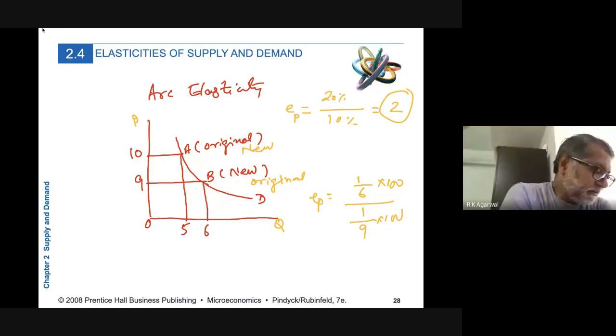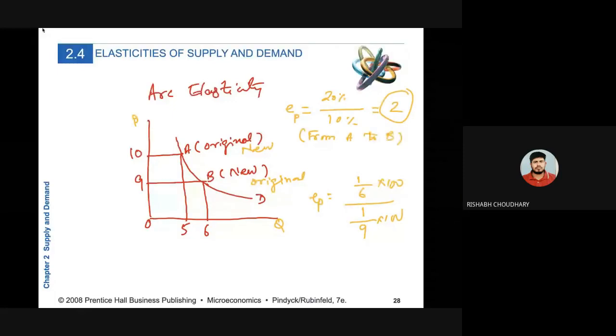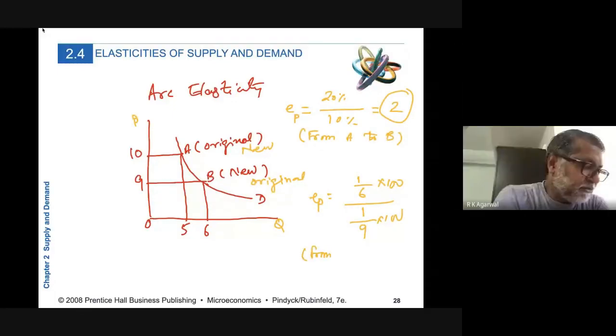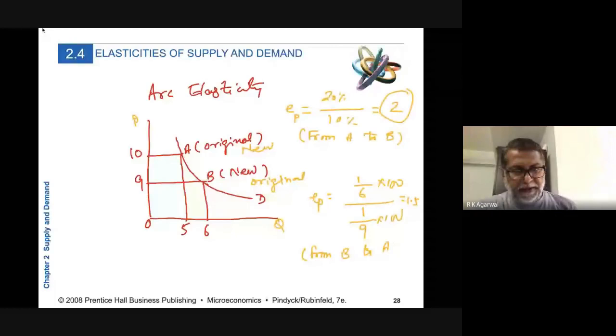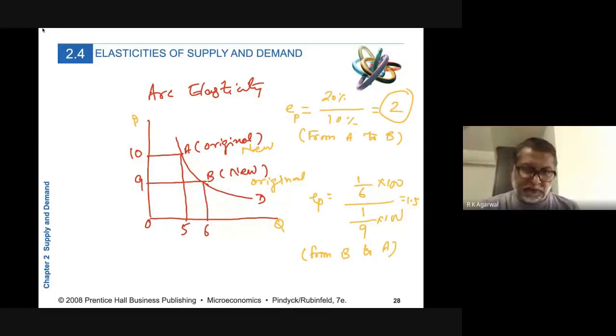This was done considering from A to B. This is from 1.5. So this is 1.5. This is from B to A. So when you choose the point, the elasticities also change over the arc of the curve. So to take care of this, what we do is calculate the average of the two prices and the average of the two quantities. That is what is arc elasticity.